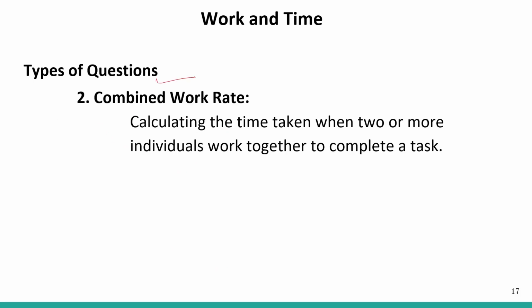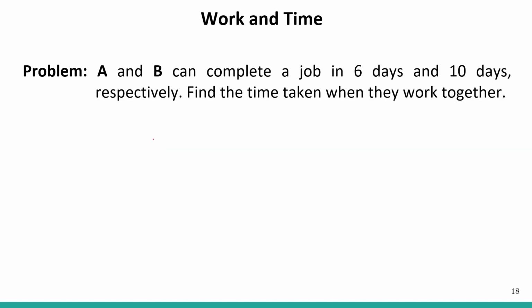Let's see question number 2, combined work rate: calculating the time taken when two or more individuals work together to complete a task. For example, A and B can complete a job in 6 days and 10 days respectively. Find the time taken when they work together. A can complete in 6 days and B can complete in 10 days.